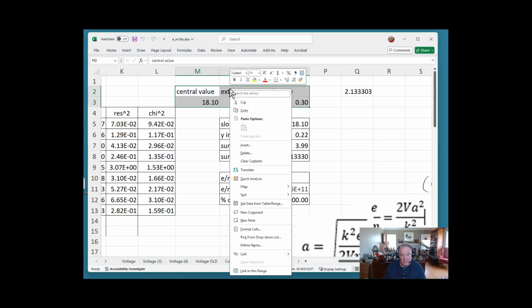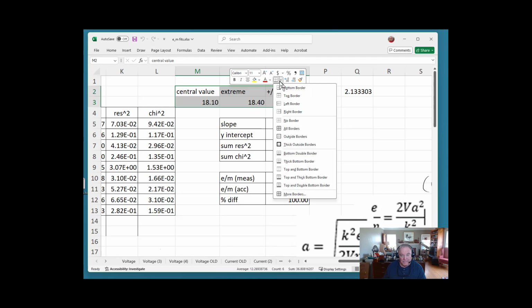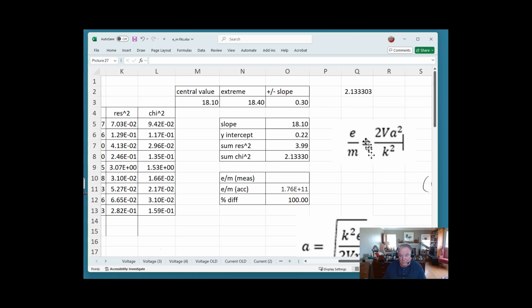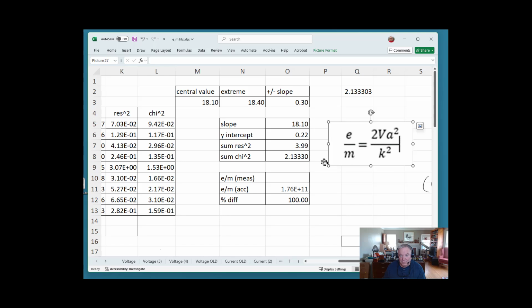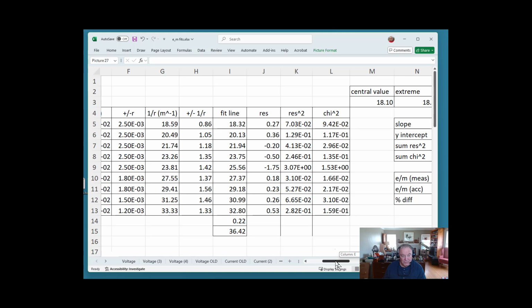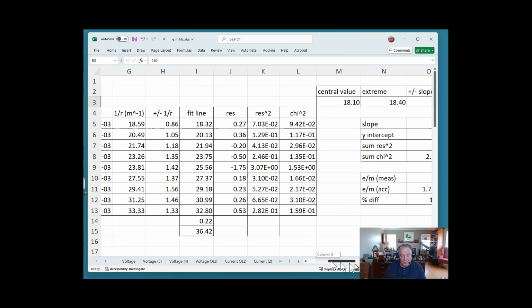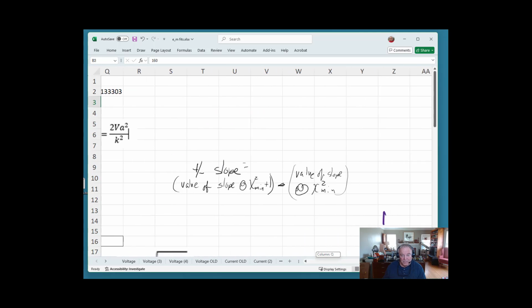So let's make it nice and neat with borders. Okay, now let's see what our calculated E over M is. And remember, this is constant voltage, so we need the, oh, yeah, 160 volts, okay. So that's B3.